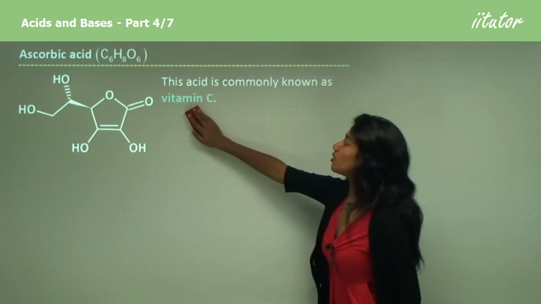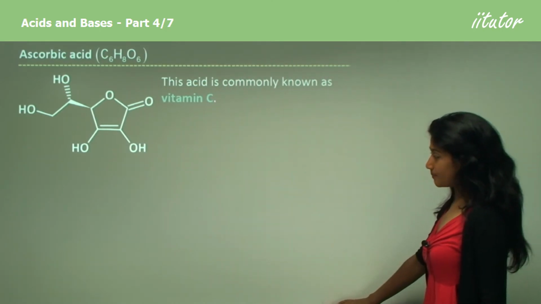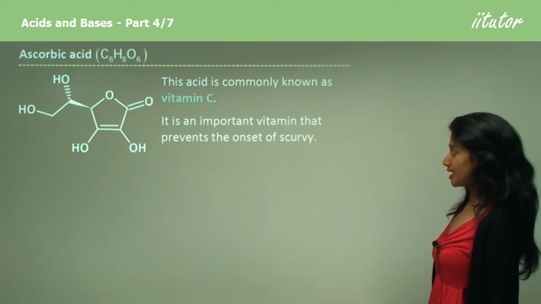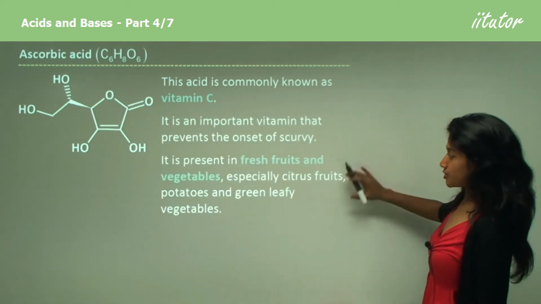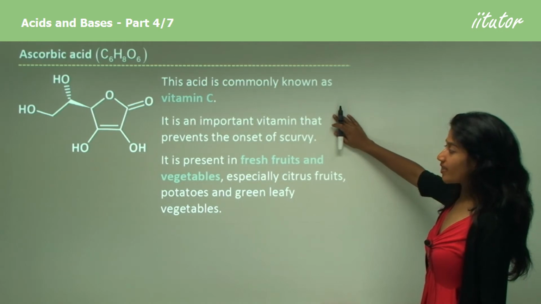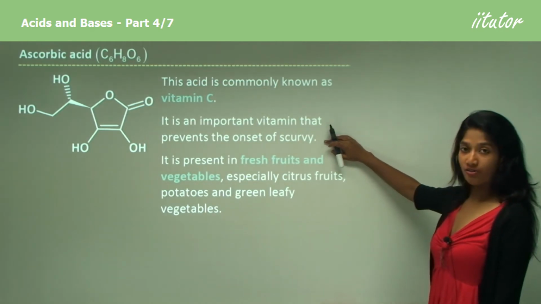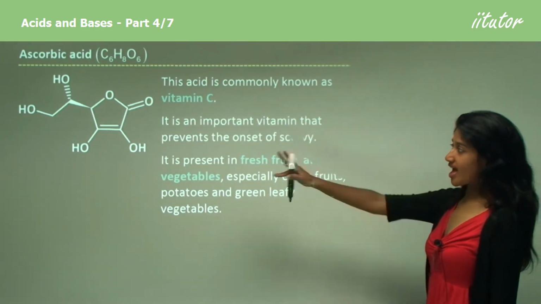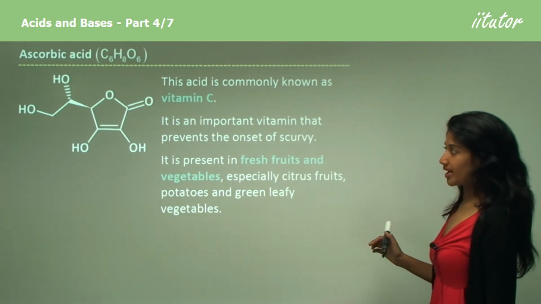Ascorbic acid, or commonly known as vitamin C, is found in green plants and citrus fruits. It would prevent the onset of scurvy, which is a lack of vitamin C. And that is how you would draw ascorbic acid.